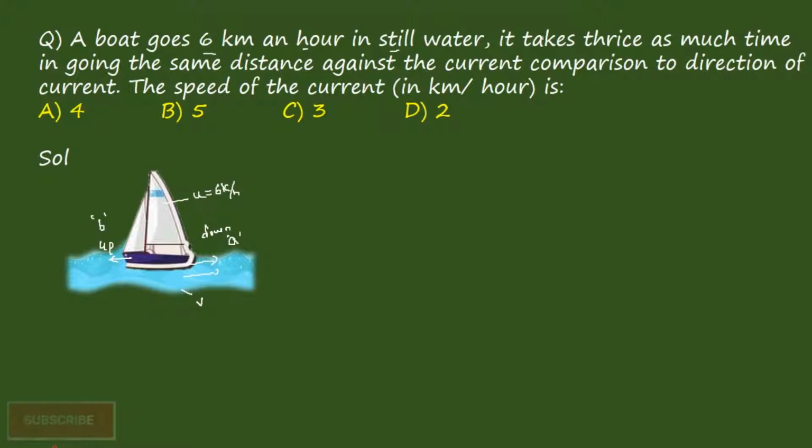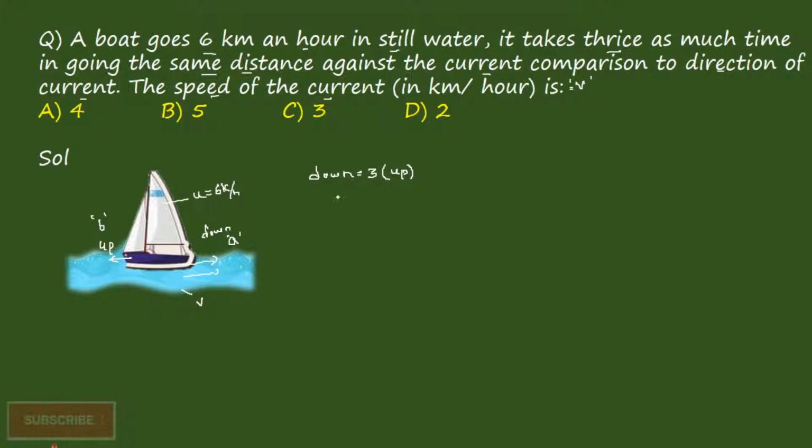Now this point is a bit tricky. It takes thrice as much time to go in the same direction. Same direction, it is talking about downstream, is equal to thrice that of going against the current, in the opposite direction of the current, saying that it is moving in the up direction. Okay, upstream. Downstream is equal to 3 times upstream. It is saying the speed of the current is, okay, you have to find the speed of the current. It's nothing but you have to find the value of V.